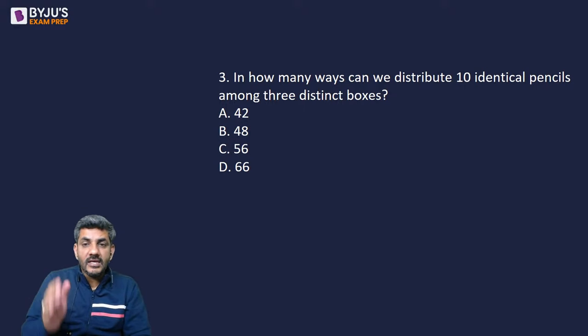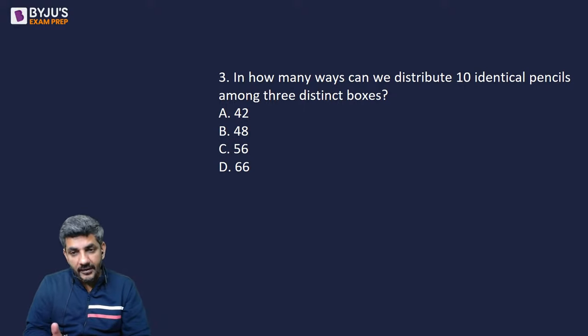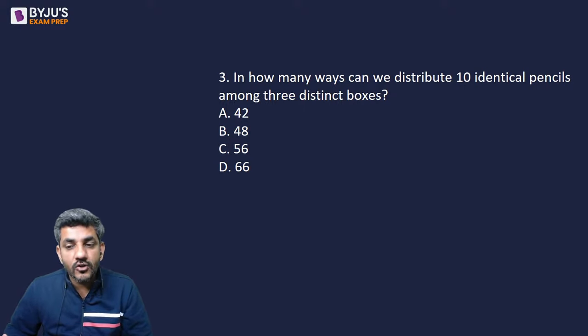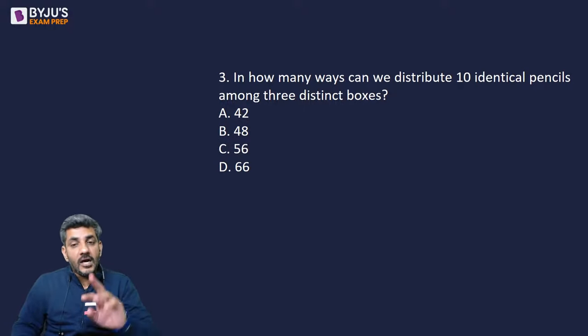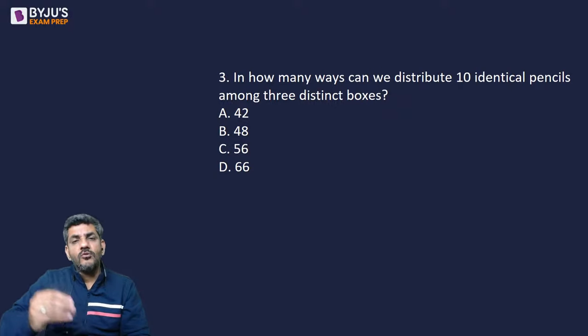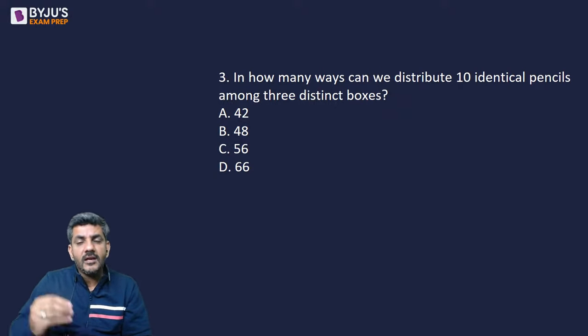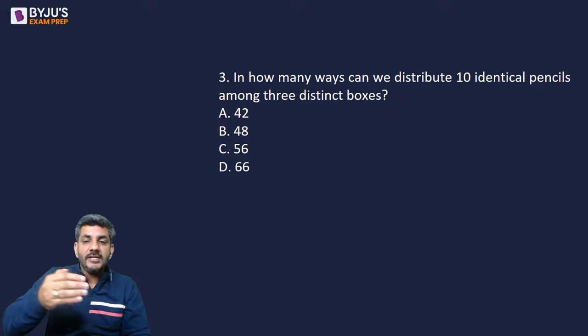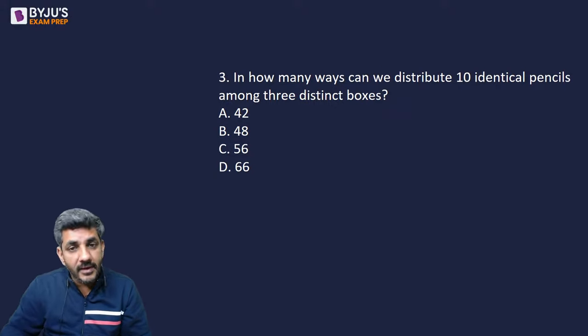When the things to be distributed are distinct, and the boxes in which they are to be put are also distinct, अगर वो दोनों distinct हो जाते हैं तो एक direct formula होता है. First pencil can go in any of the 3 boxes, second pencil can go in any of the 3 boxes, and 3 into 3 into 3 into 3, that becomes 3 to the power 10.